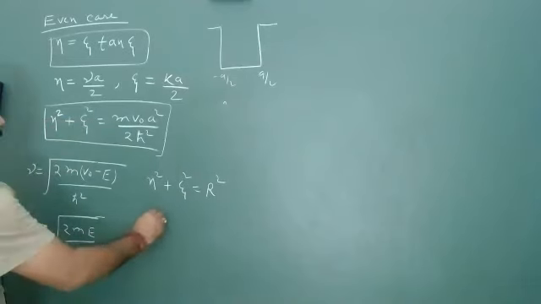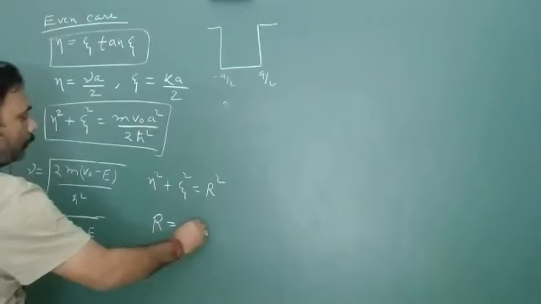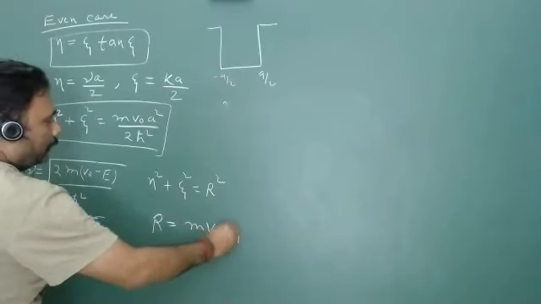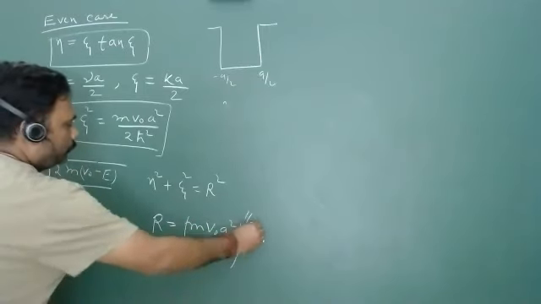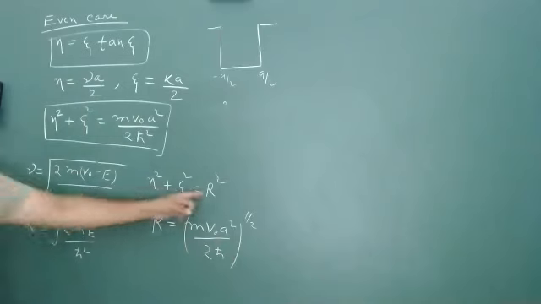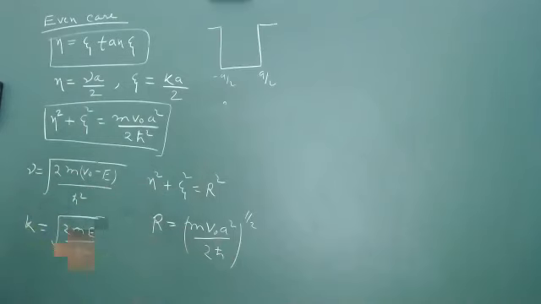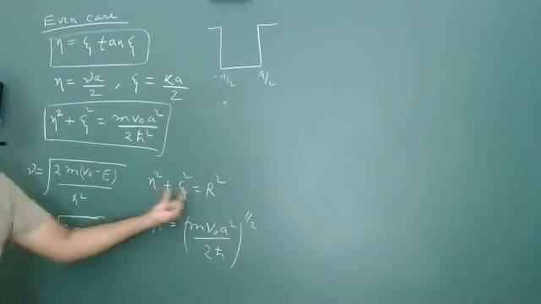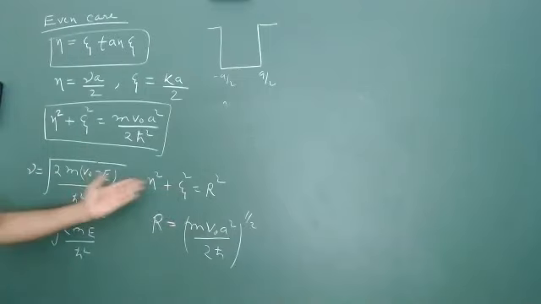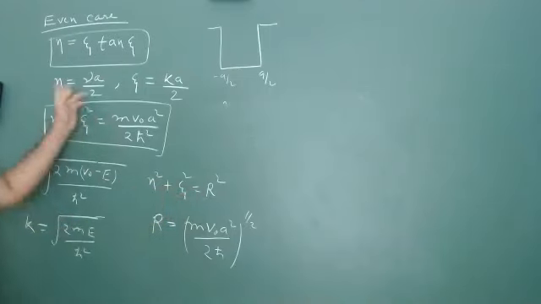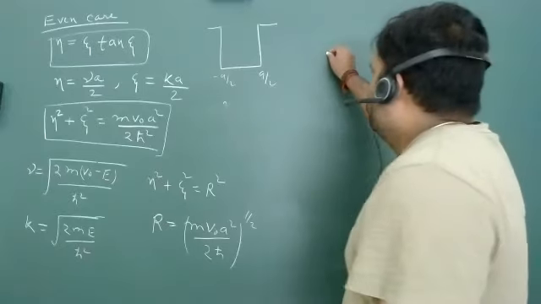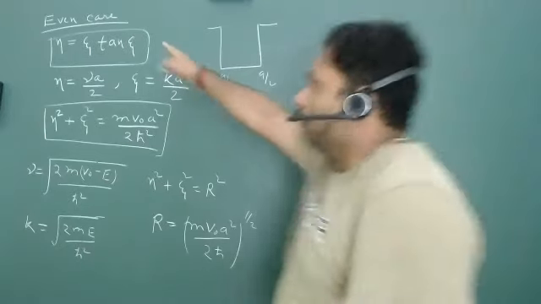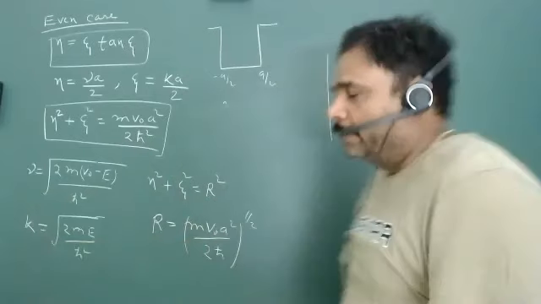What is the value of r? The value of r is m v naught a square upon 2 h cut square, to the power half. So I am just going to solve it for the generalized value. And now please mind it, eta and xi both are numbers. So it is very easy to solve and analyze, because we are making it dimensionless. So how will we go for it? It is a very interesting thing. And we are just solving for the even case. Then we will go for the odd case also.